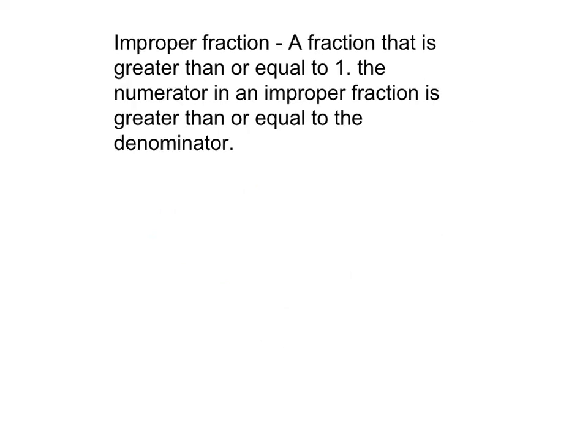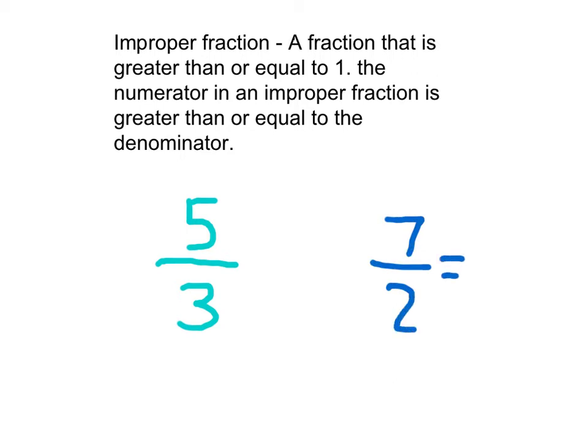I have a definition for you of an improper fraction. It's a fraction that is greater than or equal to 1. The numerator in an improper fraction is greater than or equal to the denominator. Remember, the numerator is the number above, and the denominator is the number below. So 5/3 is an example of an improper fraction, just as 7/2 is an example of an improper fraction.